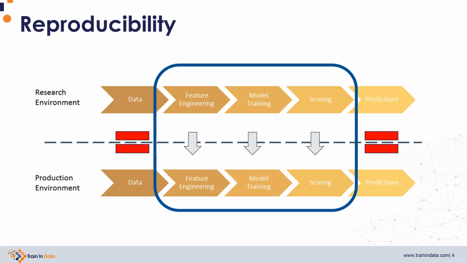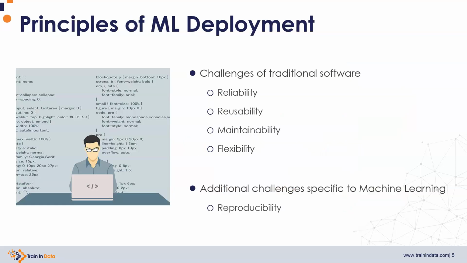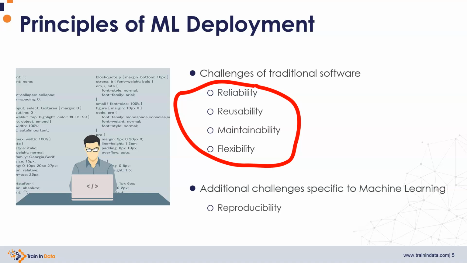We also discussed the concept of reproducibility, which means that the pipeline in the research environment and the pipeline in the production environment should be identical, or in practice as similar as possible, and this means that given the same data, they should produce the same prediction. And we also discussed the other principles that we need to consider to create a model that will be deployed, like reliability, reusability, maintainability, and flexibility.